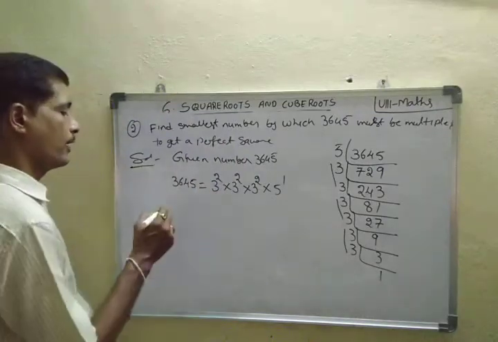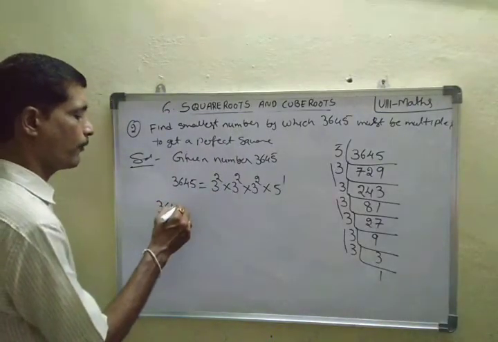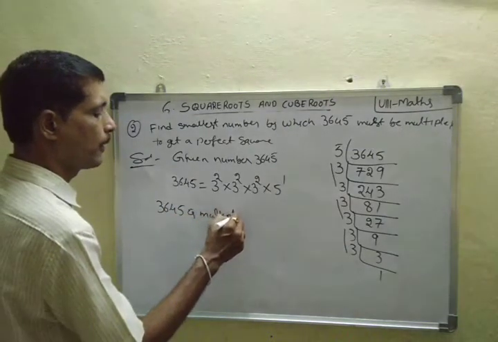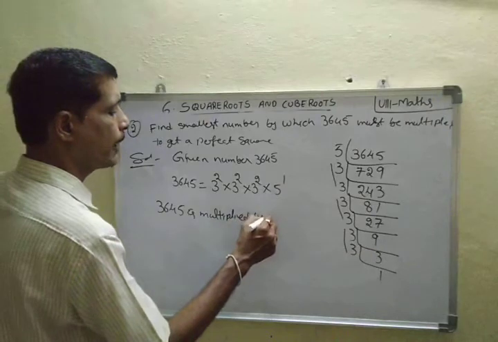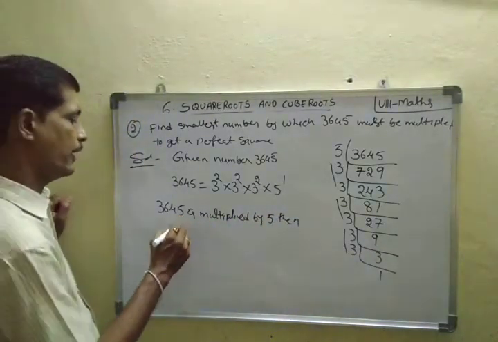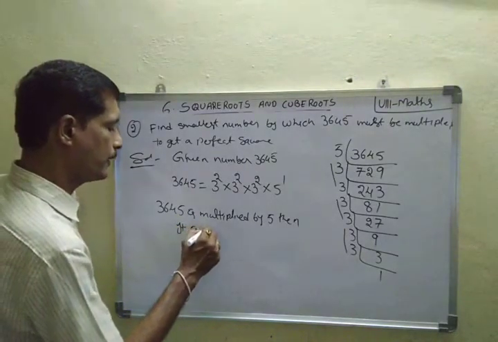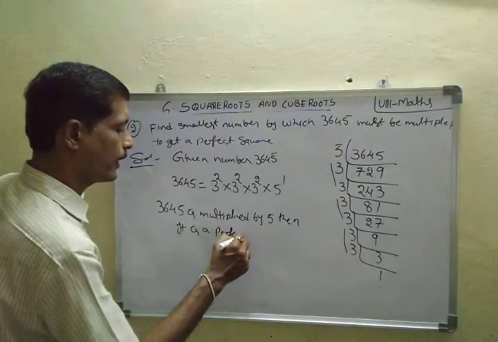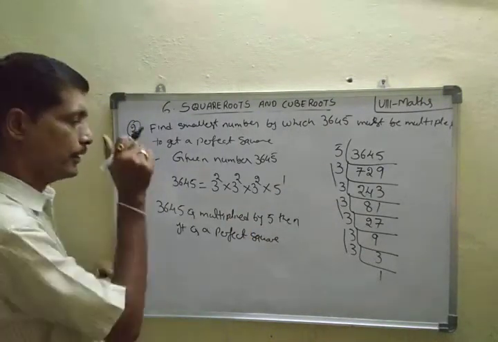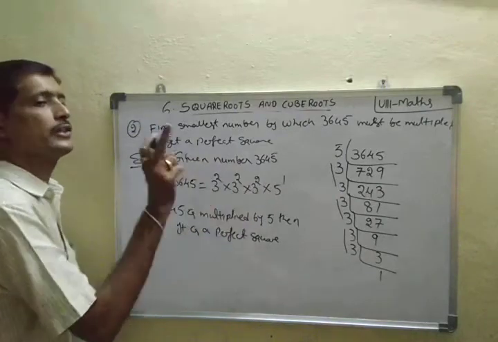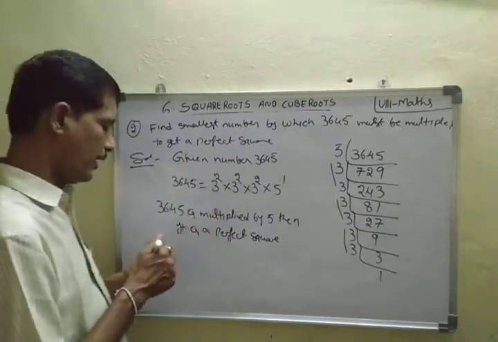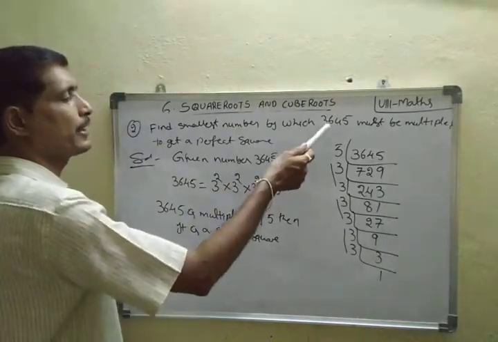Therefore if 3645 is multiplied by 5, then it is a perfect square. Here 5 is only a single number; one more 5 is compulsory. And one more time I say, the given number is 3645.